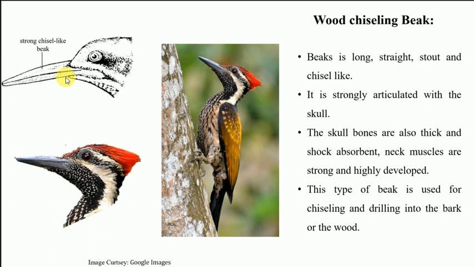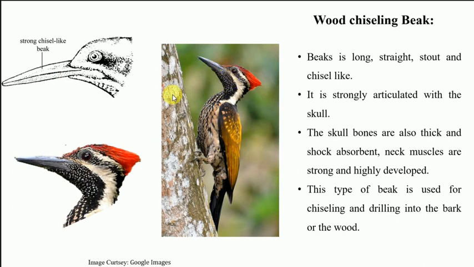Now the skull bone is also thick, and the shock absorbent neck muscles are strong and highly developed, so that this kind of beak is useful for chiseling and drilling into the bark or into the wood of the tree. This is for constructing their nest and also for searching for the hidden insect prey under the wood. Means there are two roles of this wood chiseling beak.